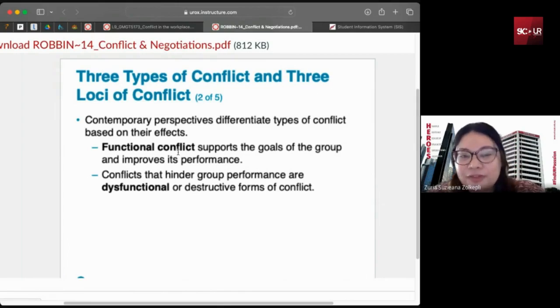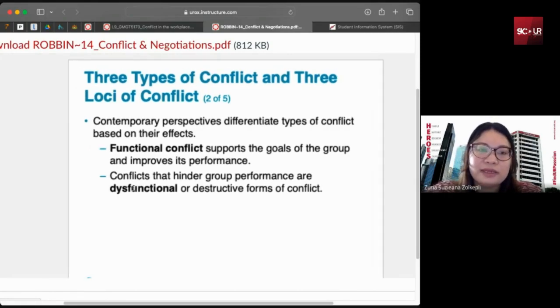But if the conflict is draining all the employees' morale, and it keeps on happening, for example between you and your colleague, or between you and your superiors or subordinates, who can't reach an agreement, or it can be destructive in your team, in your group, then that one will be dysfunctional.